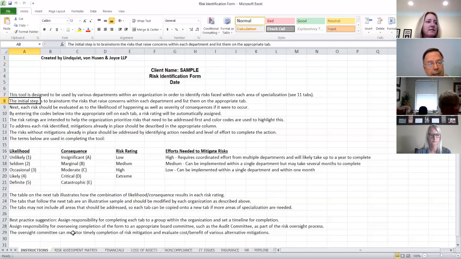But before I go on to the next tab, the best practice was something that came up at a recent board meeting. I was presenting this to an audit committee of one of our affordable housing developer clients, and they came up with a pretty good idea, which was the audit committee felt like it was their job to really oversee this whole process of risk assessment.